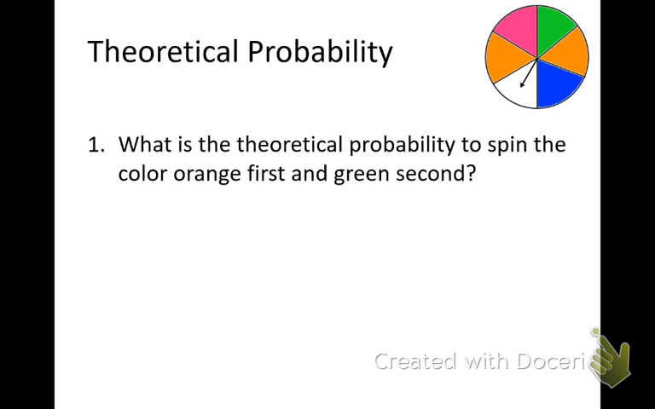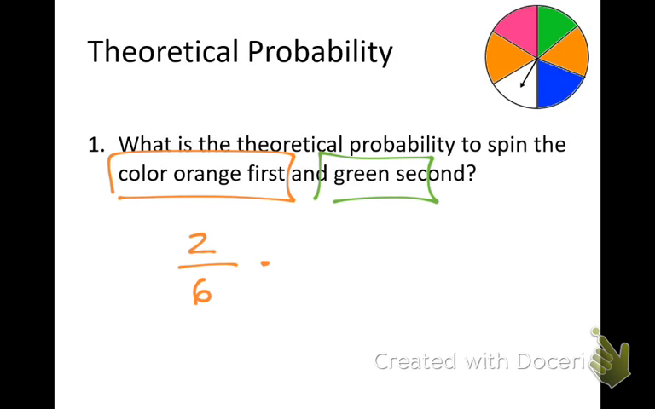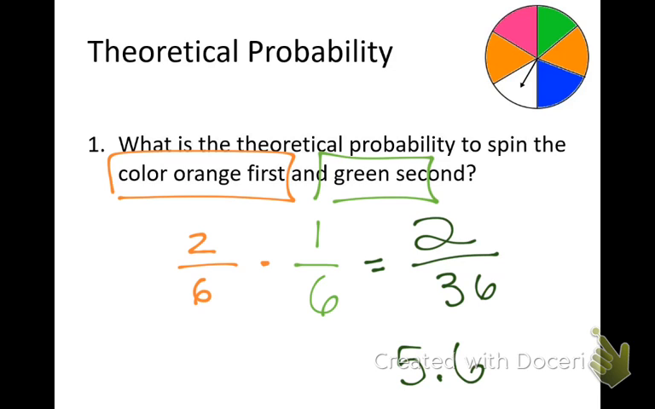What is the theoretical probability to spin the color orange first and the color green second? So to spin orange first, what are the odds? 2 out of 6. You can reduce it. I'm not going to right now. And then the second event is to spin green. So what are the odds for that? 1 out of 6. Multiply straight across. 2 times 1 is 2. And then 6 times 6. What is 2 over 36? Yes, but what does it make as a percent? I think it's 5.6. Yeah.